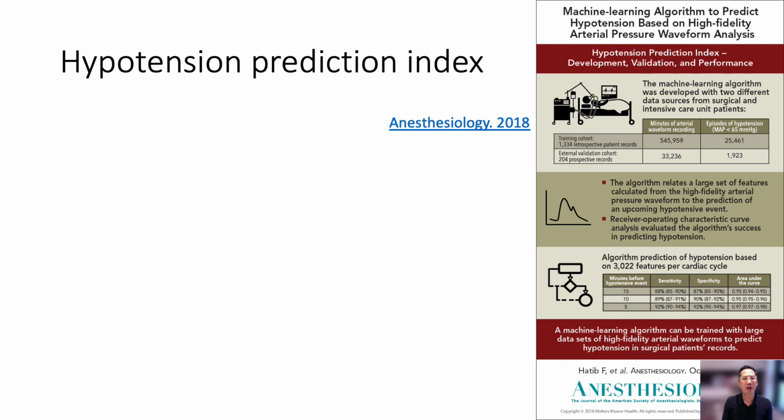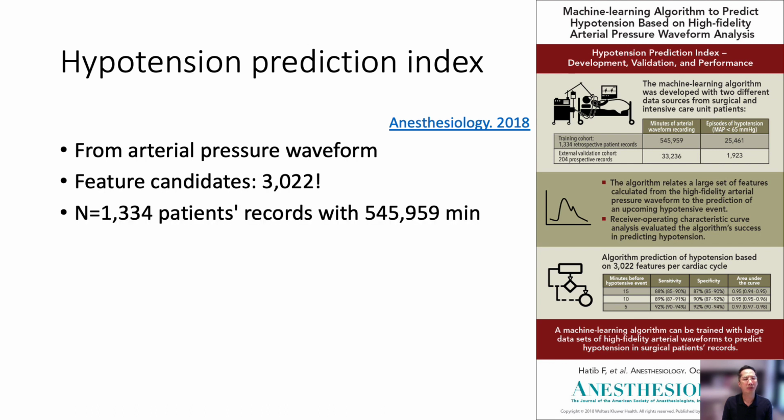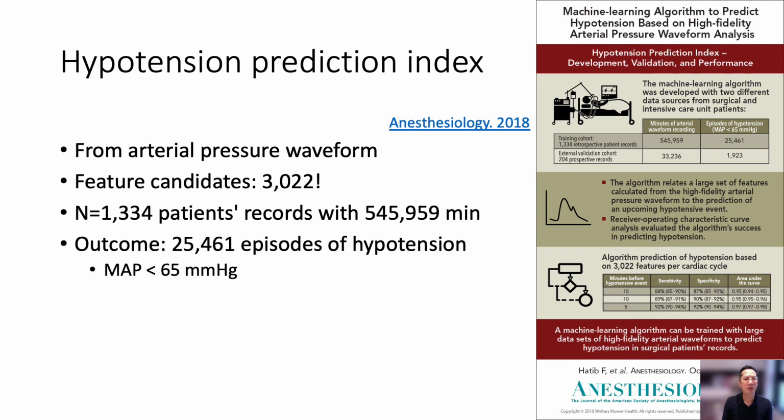Then another study published in 2018 is the hypotension prediction index. They use the arterial pressure waveform, and they use about 3,000 feature candidates among about 1,900 patient records with about 500,000 minutes. And the outcome is a lot, like 25,000 episodes of hypotension, defined as the mean arterial pressure less than 65 millimeters of mercury.